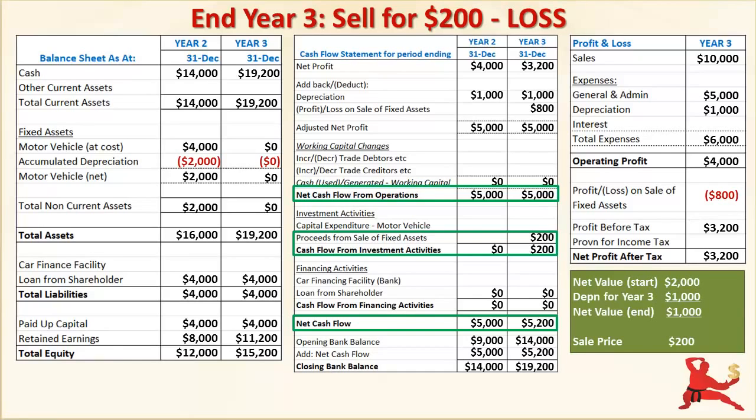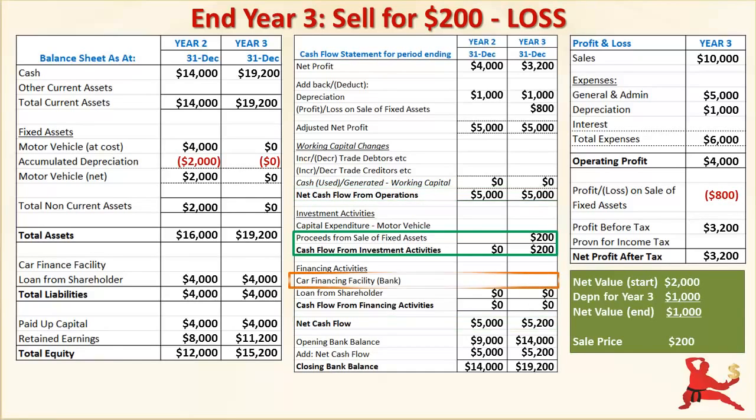To wrap up this training, let's cover off what cash outflows could be associated with the sale of fixed assets. If we had financed the car with a loan from the bank, the business doesn't get to keep the money from the sale. The proceeds of sale will have to go towards repaying that loan. If the amount owing to the bank is more than what we get from the car sale, we'll have to use our own cash to make up the balance that's still owing to the bank.